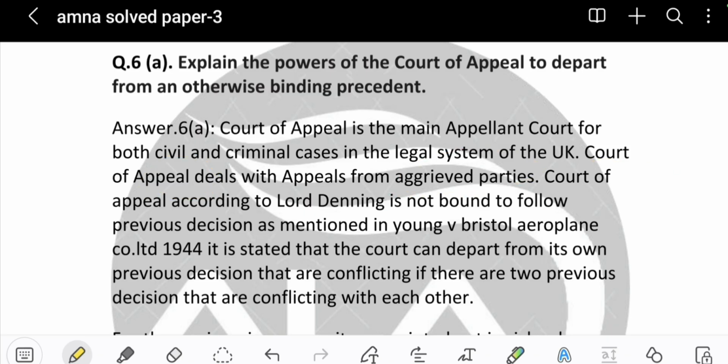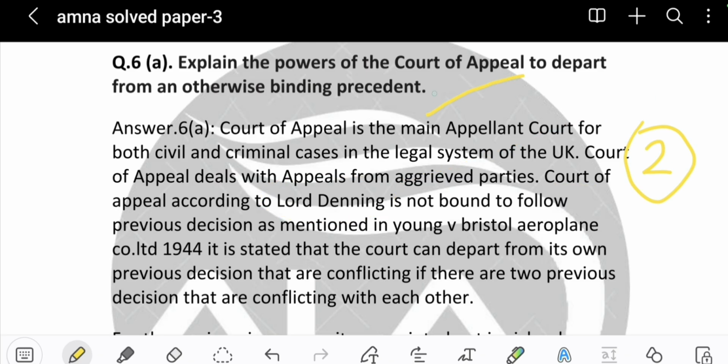Furthermore, you also have to mention that the Court of Appeal, according to Lord Denning, is not bound to follow previous decisions, as mentioned in Young versus Bristol Airplane Company Ltd 1944. So basically, if you add Lord Denning, it will also boost 1 mark. In 2 ways you will get marks.